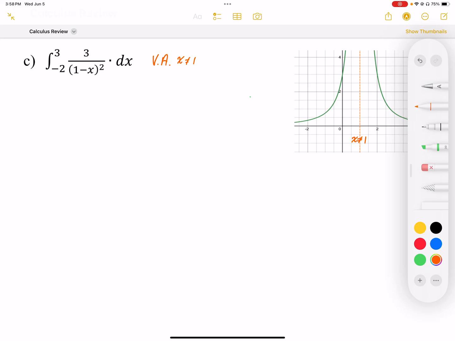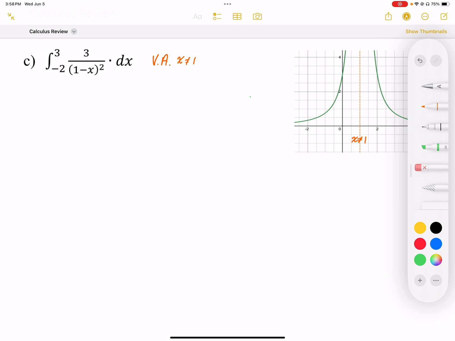So in this problem here, we have the integral from -2 to 3 of 3 over (1 - x) all squared. Now, first of all, it's important to recognize that there is a vertical asymptote at 1 because of that denominator there. And secondly, if we look at the bounds, we're going from -2 to +3. We're going to integrate across the asymptote. That's not allowed.